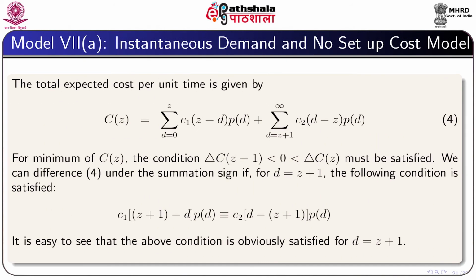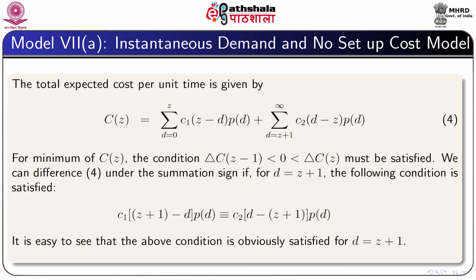The total expected cost per unit time is given by C(Z) equal to summation D equal to 0 to Z of C1 (Z minus D) P(D) plus summation D equal to Z plus 1 to infinity of C2 (D minus Z) P(D). For the minimum of C(Z), the condition delta C(Z minus 1) less than 0 less than delta C(Z) must be satisfied.